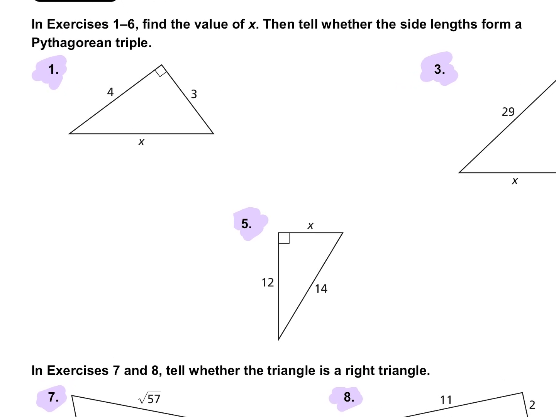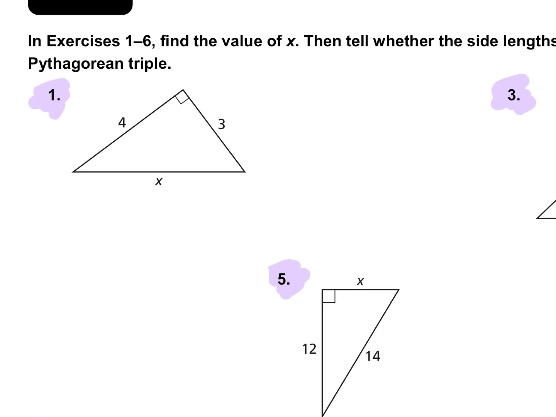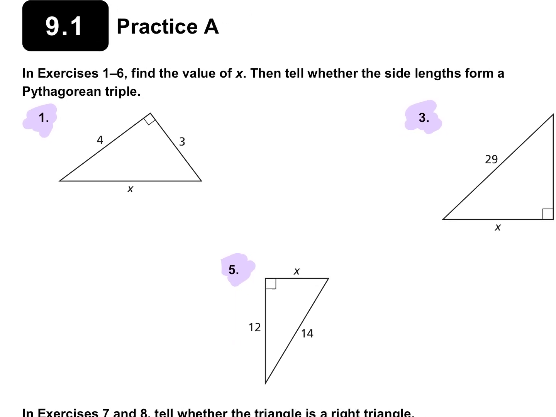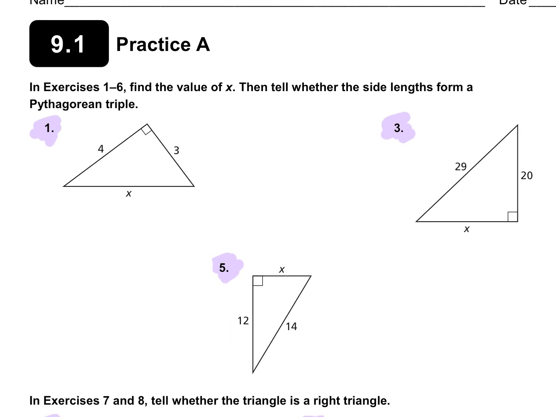All right, the question says, a lot of you guys do not like to read the directions, and then you're missing information. Find the value of x and tell whether the side lengths form a Pythagorean triple. You do not need to tell me if the side lengths form a Pythagorean triple. You just need to be able to solve for x.